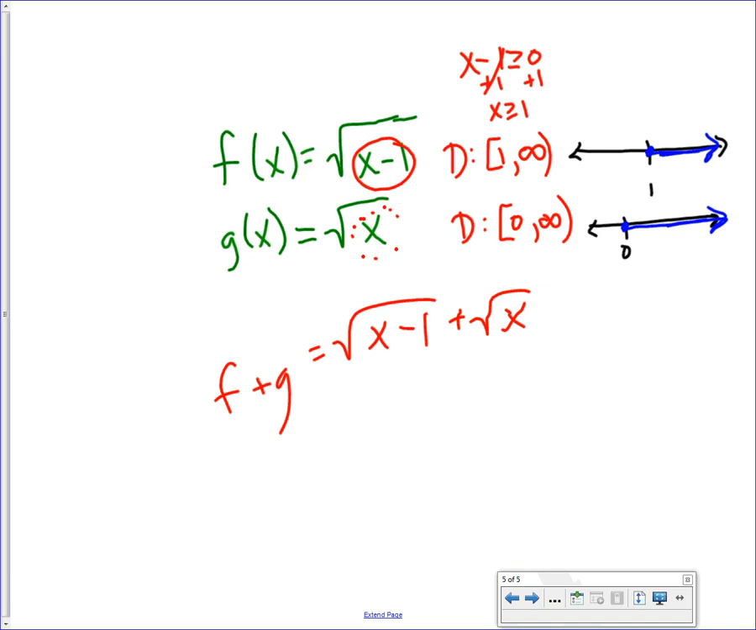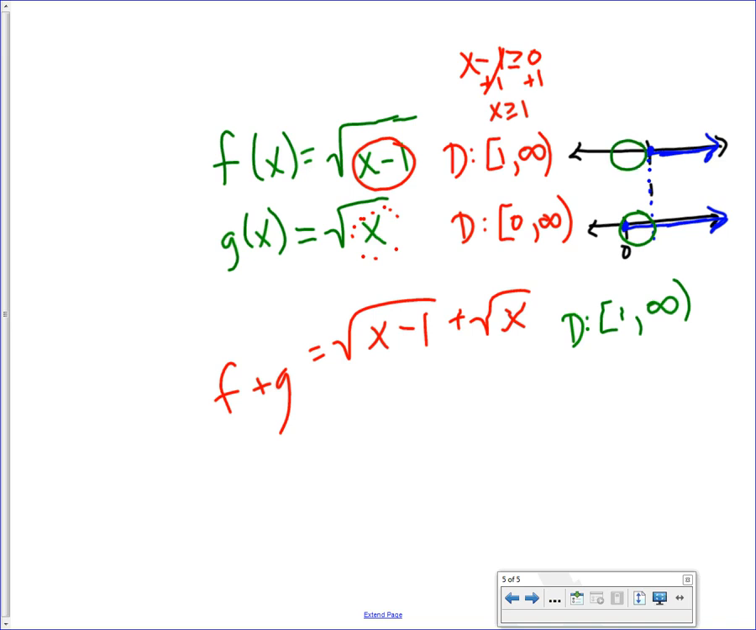Where do those two domains overlap? They overlap beginning at 1. So the domain of this function is from 1 all the way to infinity because that's where these two domains overlap. You can't include from 0 to 1 because even though it's part of the domain of g, it's not part of the domain of f.